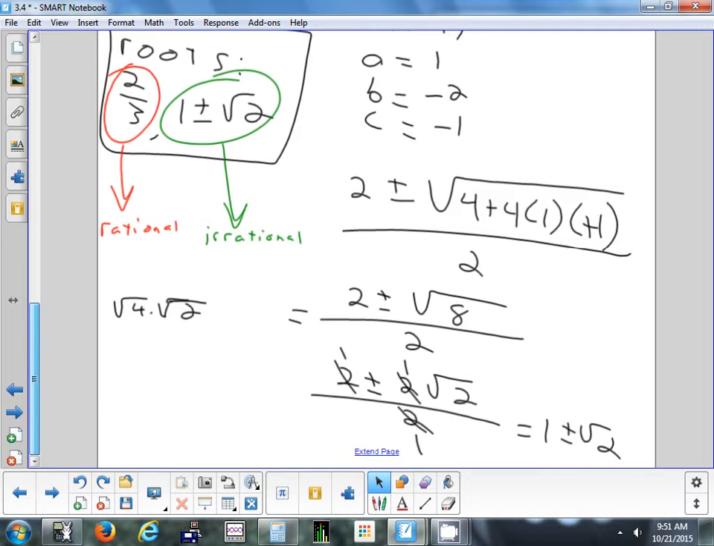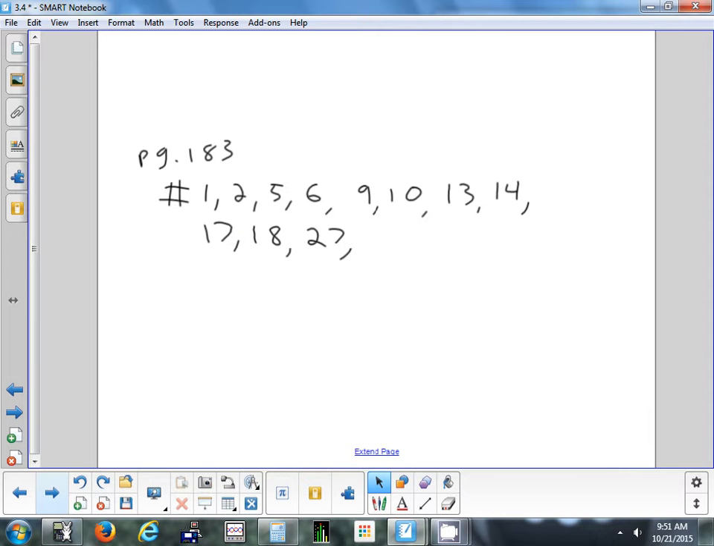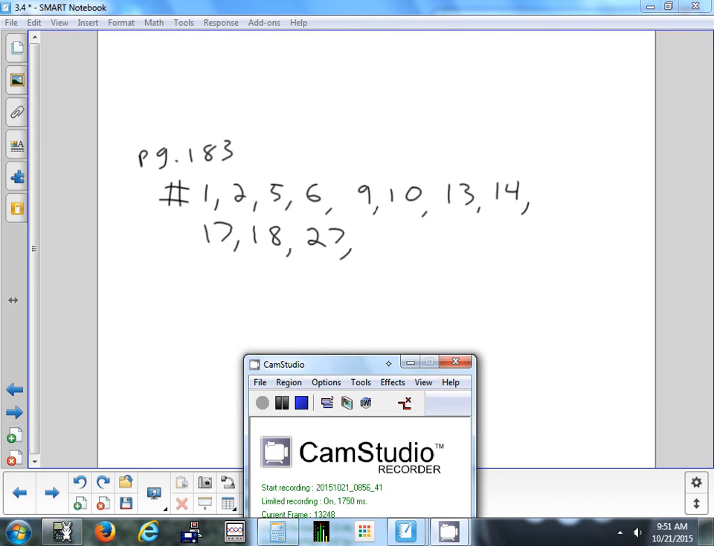All right, so I know we did a little bit of extra practice. We did a lot of those finding roots, but I think it's just good to practice the same thing a little bit. Okay, that's the homework for tonight. Page 183. 1, 2, 5, 6, 9, 10, 13, 14, 17, 18, and 27. All right. We'll take a look at that tomorrow, and then tomorrow we will finish up everything for the week.